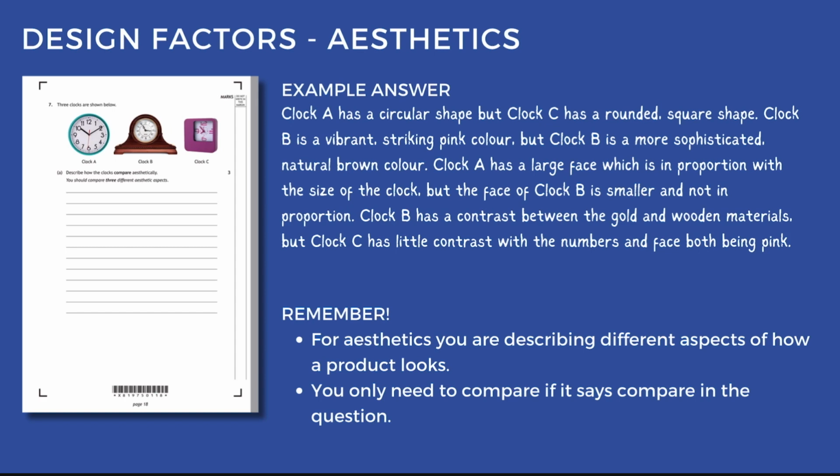They then talk about proportion and the change in size between clock A having a large face, which is in proportion with the size of the object, whereas clock B having a much smaller face in the kind of top right corner of clock C. Finally, they talk about clock B and there being a contrast between the gold and wooden materials. So in this case, although they're talking about materials, they have mentioned contrast, whereas they're showing that there's little contrast with clock C because everything within it is pink.